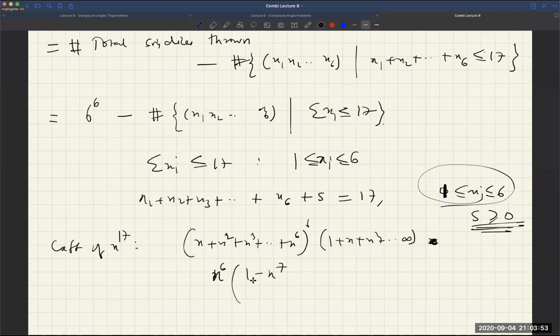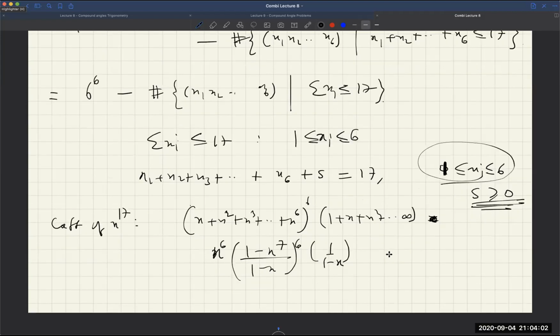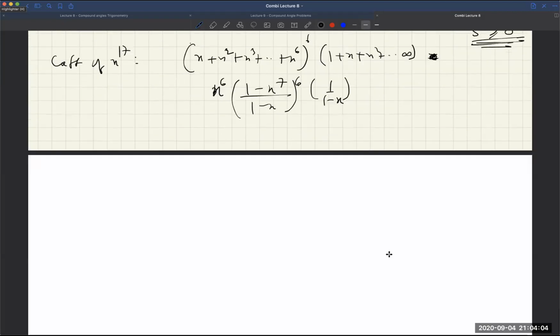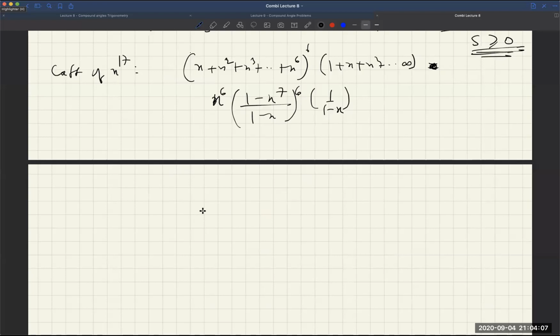into 1 minus x raised to 7 upon 1 minus x raised to 6 into, the other expansion is 1 upon 1 minus x. I hope this is very clear. Anybody has any doubt in this? So we can say that this is x raised to 11 coefficient.